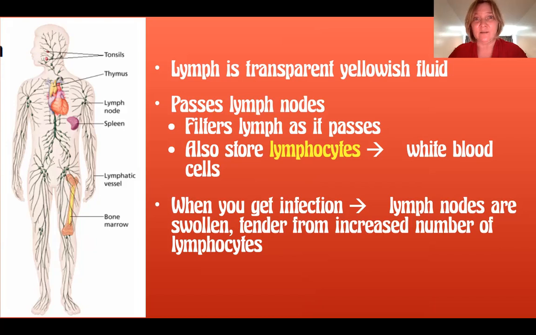So if you ever get an infection like a cold or a flu, especially because you have a high concentration of lymph nodes just below your jawline, you might notice that these sides of your neck become sore. You also have them in your armpits and in your groin area, which is here. And when you have an infection, your lymph nodes are going to double the production of white blood cells, which is what makes them swollen.